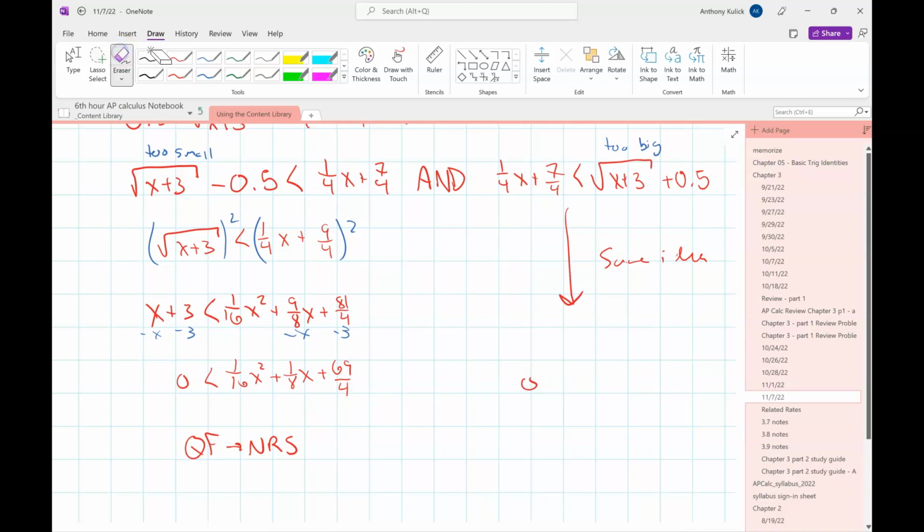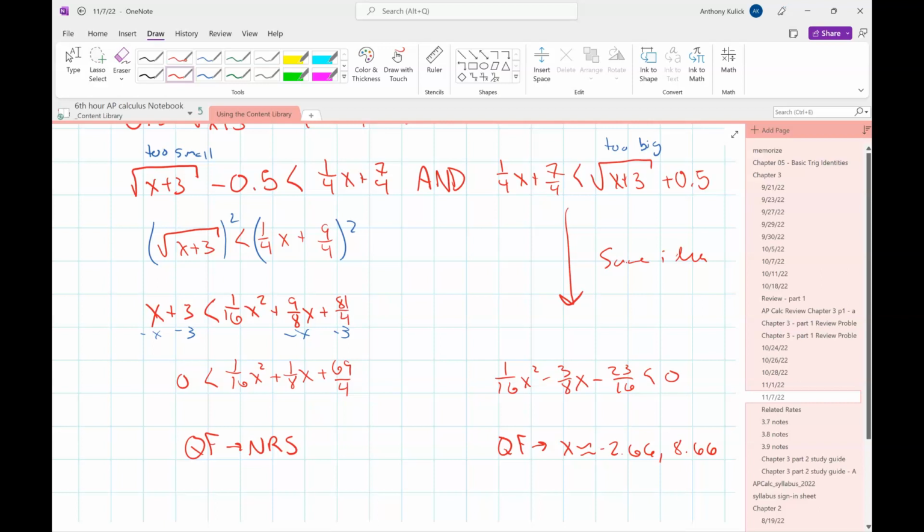You'll deal with it? All right, what did I have here? I have 1/16 x squared minus 3/8 x minus 23/16 has to be less than 0. And this time, when you use the quadratic formula, we do get answers. I get x is equal to negative 2.66 and 8.66.